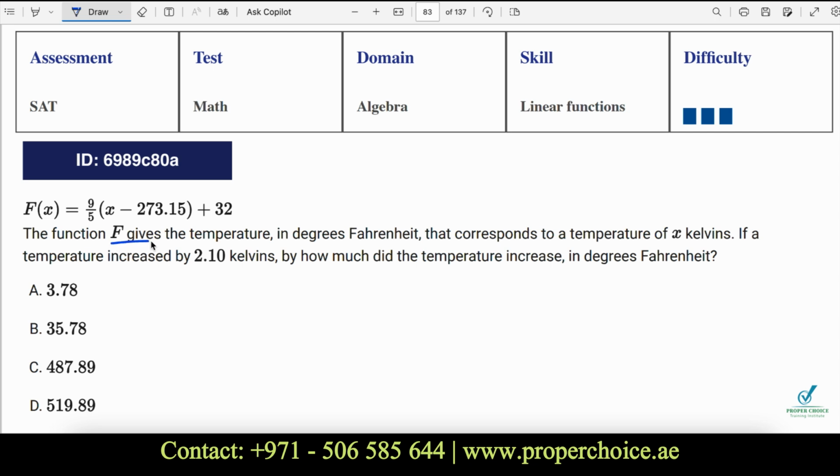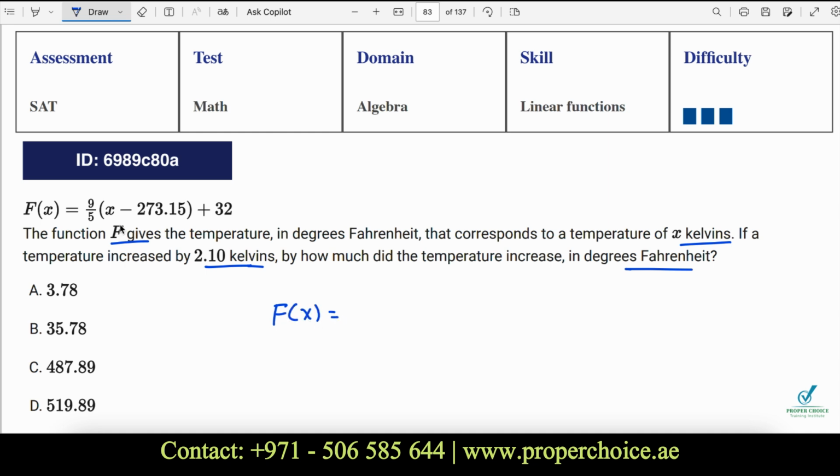The function f gives the temperature in degrees Fahrenheit that corresponds to the temperature of x kelvins. If a temperature is increased by 2.10 kelvins, by how much did the temperature increase in degrees Fahrenheit? This is an equation representing the temperature in degrees Fahrenheit. When they say the temperature increases by 2.10 kelvins, the value of x increases by 2.10. By what value does the Fahrenheit temperature increase? I'll be using the same function here.